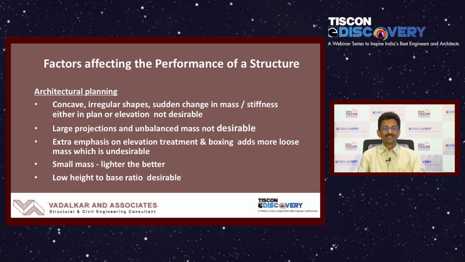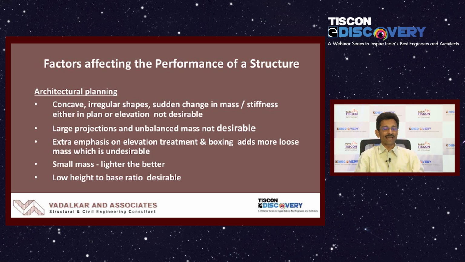Extra emphasis is given by some architects to elevation treatment, because of course the building has to look good. So generally some type of boxing is provided, which adds loose mass to the structure, which is of course undesirable as far as earthquake shaking is concerned. Because even if the frame is good, the loose mass used for the elevation treatment will just fall down and people will get injured by the falling debris. So as far as possible, this is to be avoided. That is what the earthquake code also suggests.